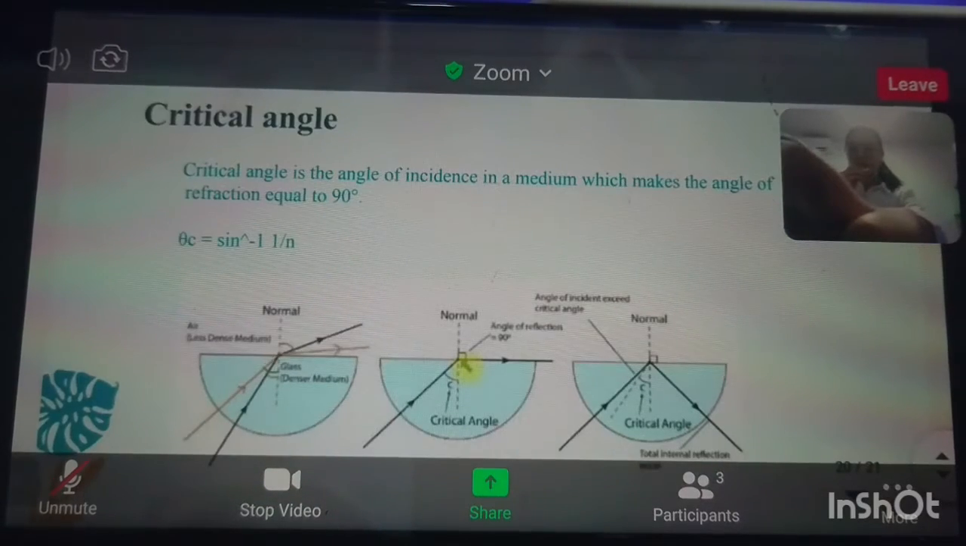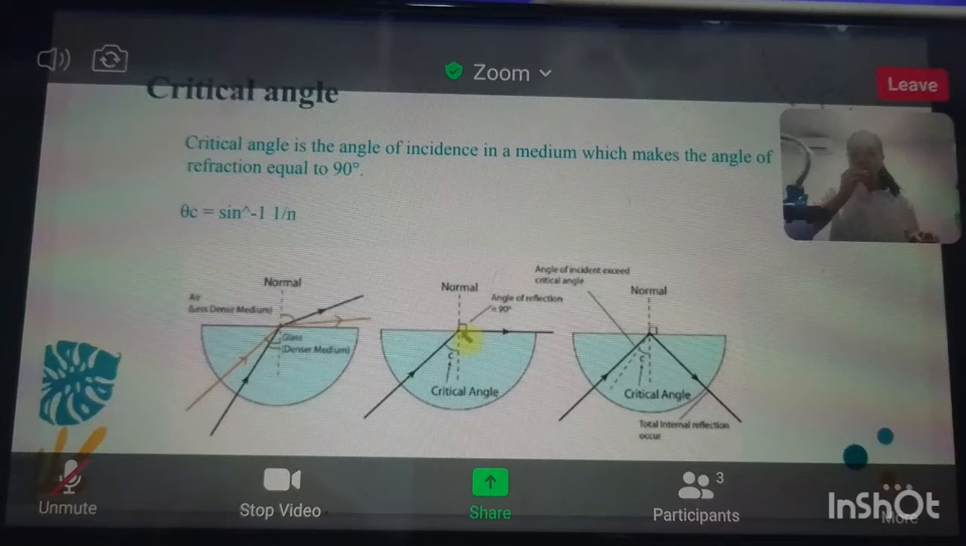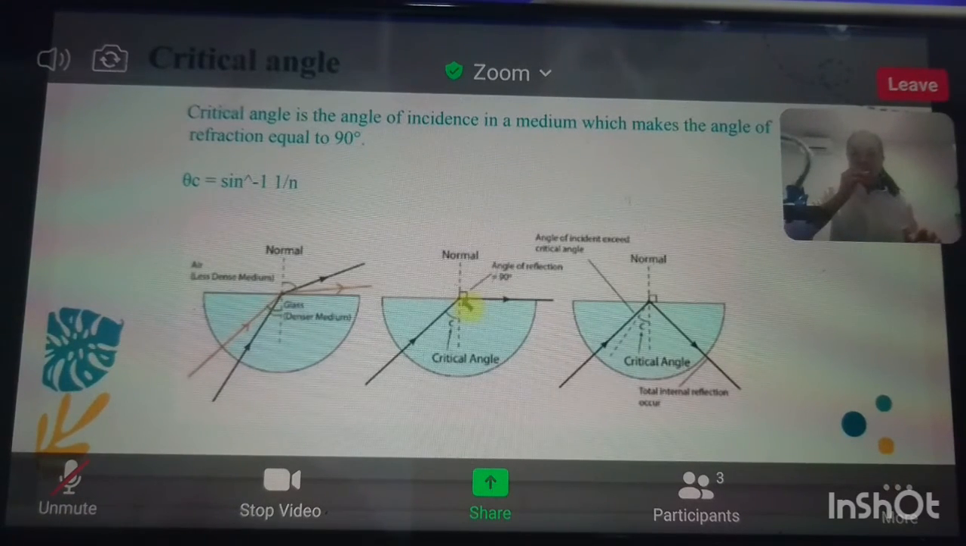Critical angle. Critical angle is the angle of incidence in a medium which makes the angle of refraction equal to 90 degrees. The formula is the critical angle equals sine inverse of 1 over n. As you can see from the picture, on the most left side, the angle of incidence is smaller than the critical angle. In the middle, the critical angle is equal to the angle of incidence, which makes the angle of refraction 90 degrees. And finally, on the right side, the angle of incidence is larger than the critical angle.